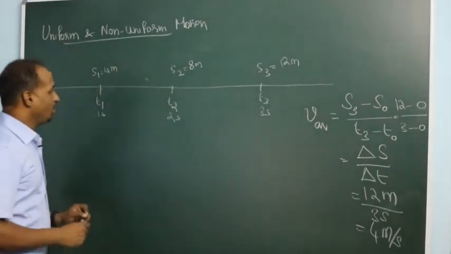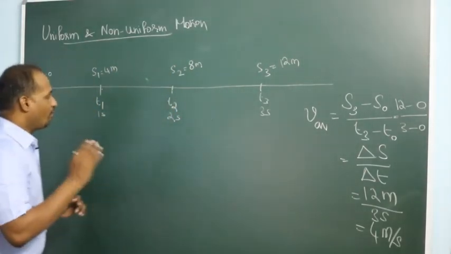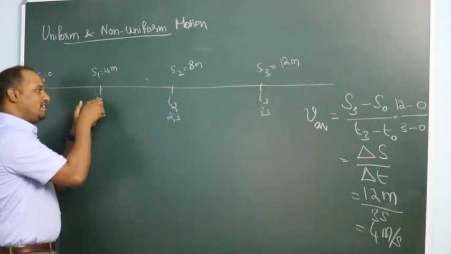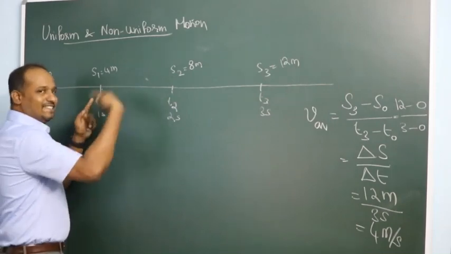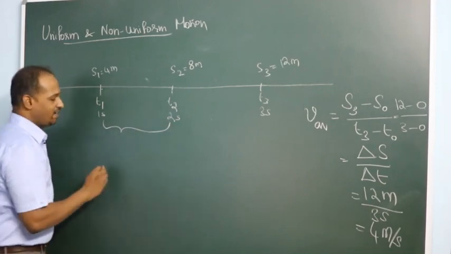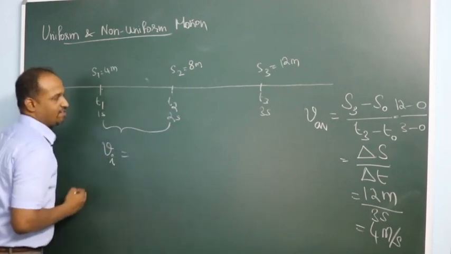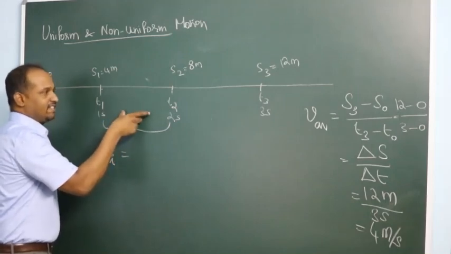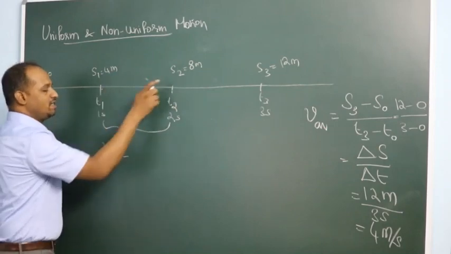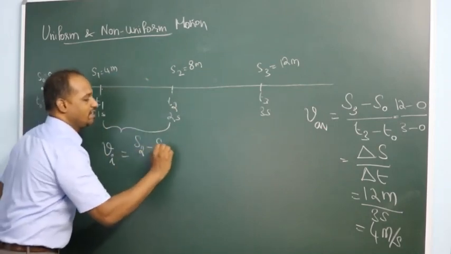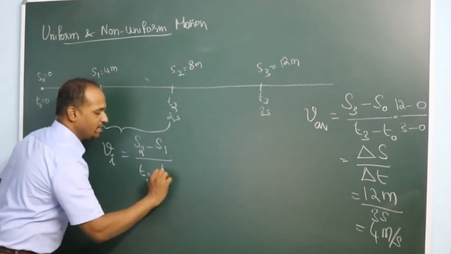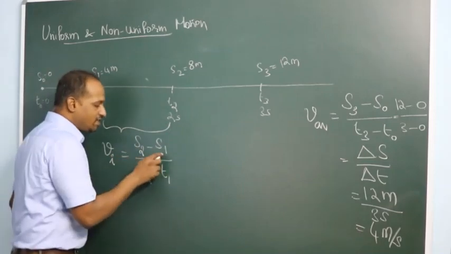Let's look at the instantaneous velocity in the second second. What is the second second? This 0 to 1 second is over. Once 1 second is over, this duration is the second second. So what is the instantaneous velocity of the object in the second second? V instantaneous is equal to this instant, the second second. In the second second, the object moved from S1 to S2. So the change in position of the object is S2 minus S1, by the duration. The time interval is T2 minus T1.